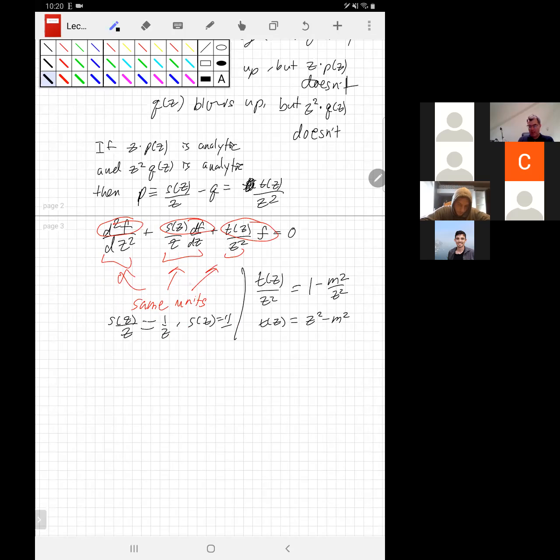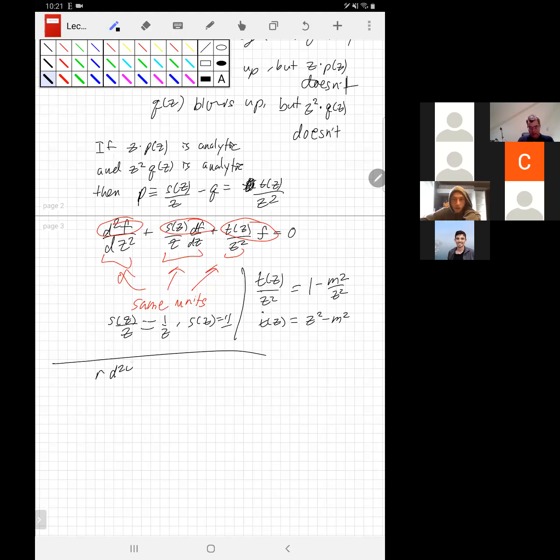But you would just hang on to the idea that if the coefficient is s over z, then s is z times the coefficient. And if the coefficient is t over z squared, t is z squared times the coefficient. Hang on to that. One more example.